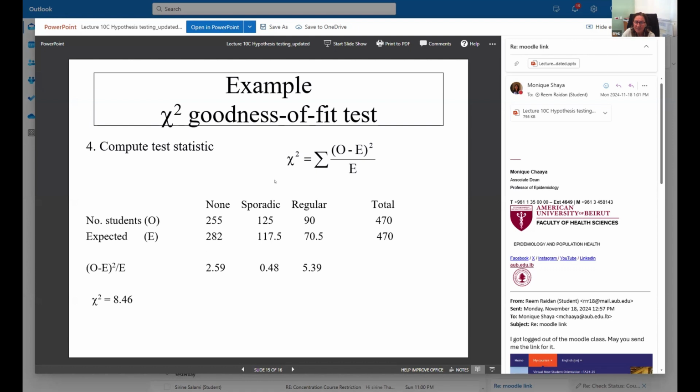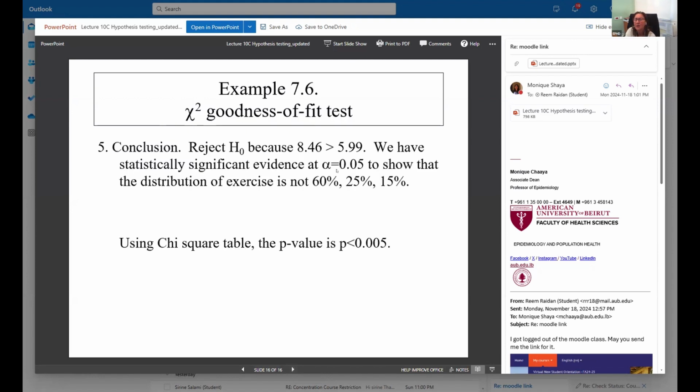Every time I compute a test statistic, I compare it to a critical value at 0.05. It means that I allow myself a 5% chance of being wrong. So when the probability of the test is 5% or less, I want to reject H0. When I reject H0, it means that my P1 is not 60, P2 is not 25 anymore, and P3 is not 15, and so I don't have that distribution. And as a matter of fact, the chi-square was 8.46. It was much greater than my critical value at 5%. And therefore, whenever my test statistic is greater than the critical value, I reject H0. Rejecting H0 means the distribution is not 60, 25, 15.